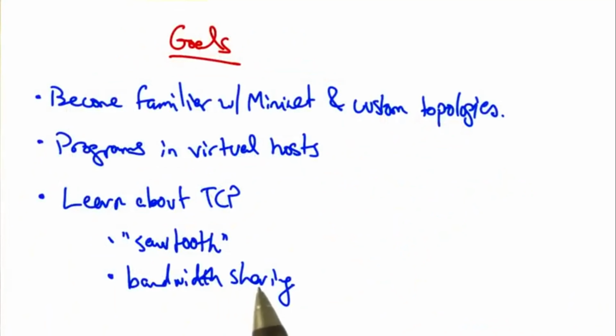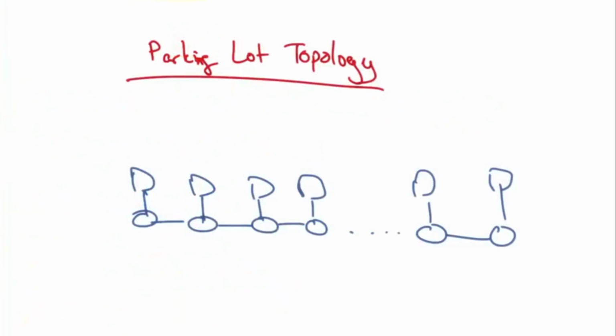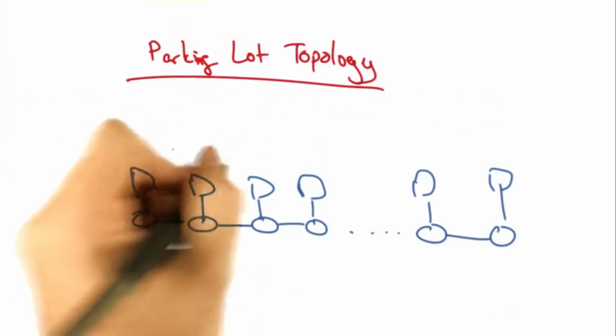In this assignment, you will become familiar with the Mininet environment, creating custom network topologies, running programs in virtual hosts that generate TCP traffic, and learn about TCP, congestion control, and the TCP sawtooth. You'll also see how bandwidth is shared across multiple flows. We are going to explore these concepts in a particular topology that we'll just call a parking lot. So in the assignment, you'll create the topology below with the following parameters.